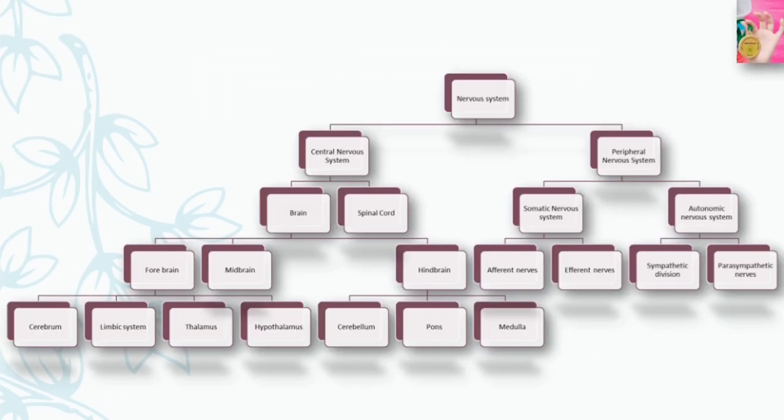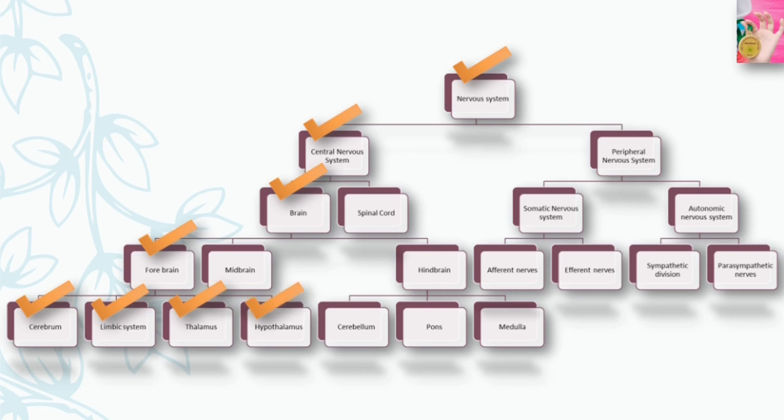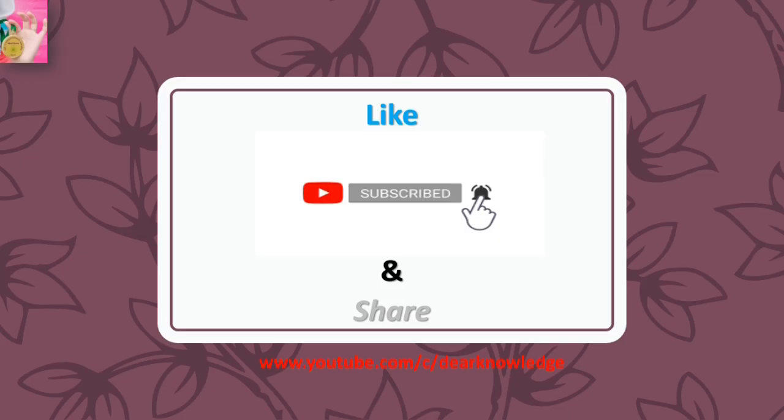So, yet we have completed the nervous system, we have discussed the central nervous system, we have also discussed the brain, and in the brain we have completed the whole chapter of the forebrain, in which we have discussed the cerebrum, the limbic system, the thalamus, and hypothalamus, and we have also discussed the amygdala, which was included in the forebrain. And this was the end of the video.